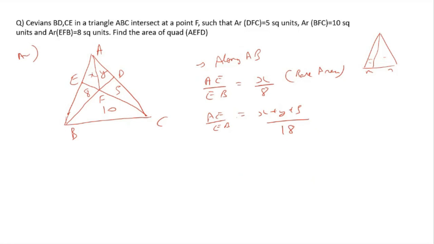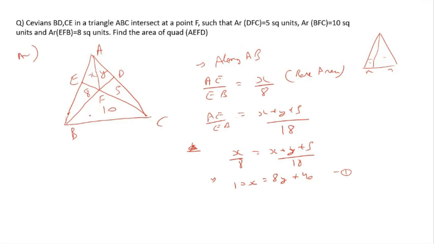For the smaller triangle, for the AFB triangle, it was X by 8. So I know that X by 8, because they lie on the same base, is equal to X plus Y plus 5 by 18. To basically give us one relation at least, which is 10x will be equal to 8y plus 40. So this is one.